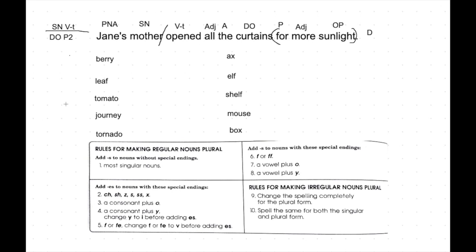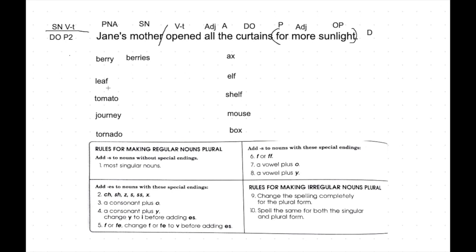All right, so the first one is berry. Look at the rules. You should be able to find which rule this follows. It ends with a consonant and a Y. So it follows rule number 4. Change the Y to an I and add ES. Berries. The next one is leaf. You should notice that it ends with an F.